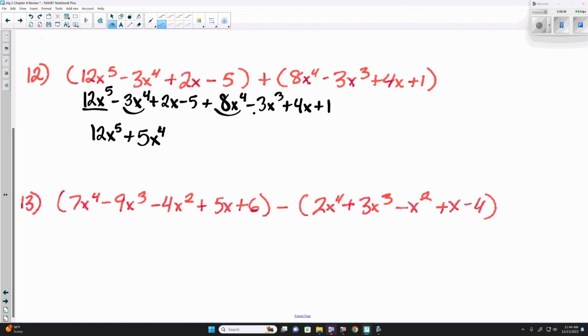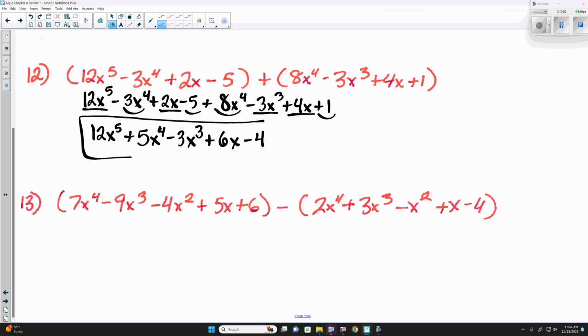After the 4th would be cubed. Well, there's only one x to the 3rd term. So we just say minus 3x cubed. The term after that would be our x squared term. Is there an x squared term anywhere in this? No. So we move on to just x. 2x plus 4x is plus 6x. And lastly, negative 5 plus 1 is negative 4. And that's it. Questions on this here?